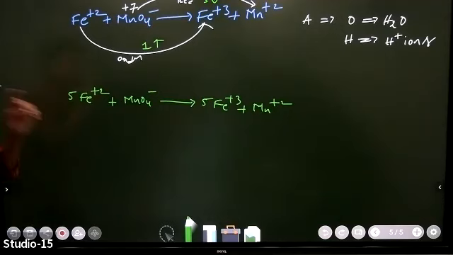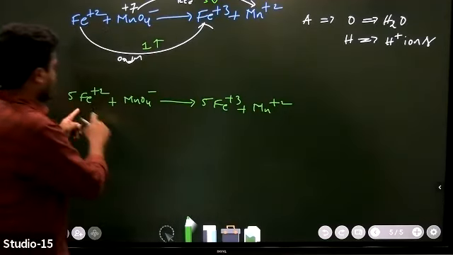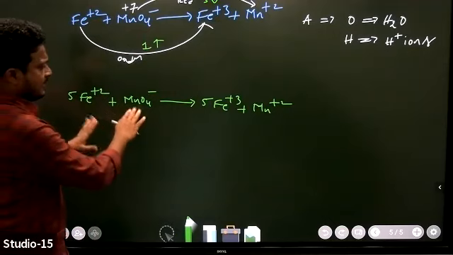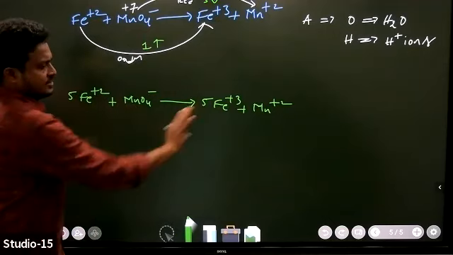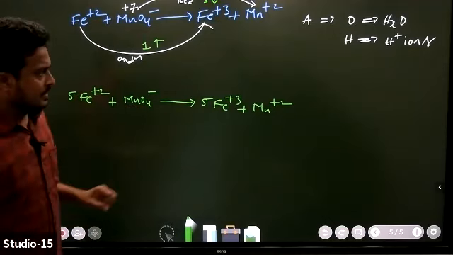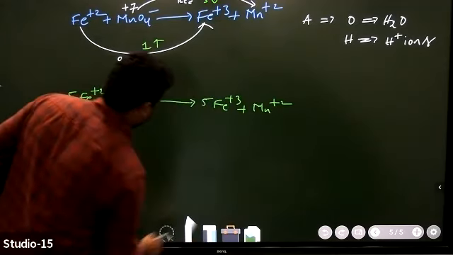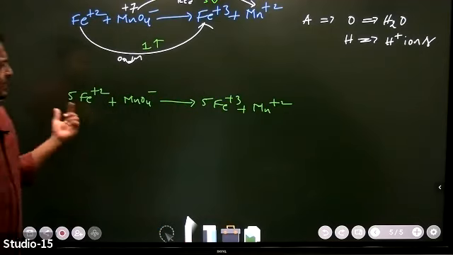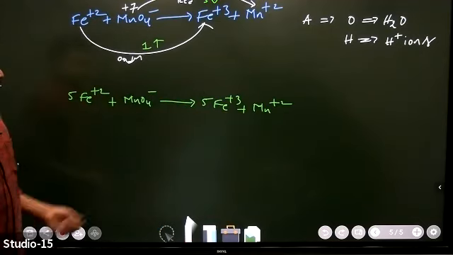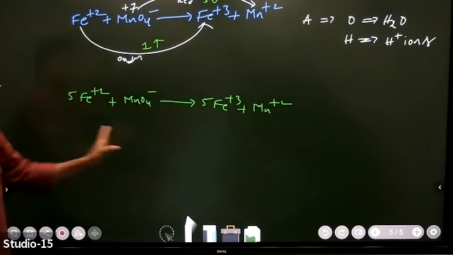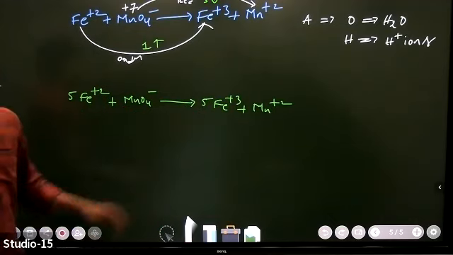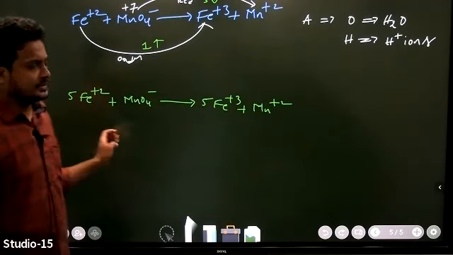Now see, ma'am, in acidic medium, the number of irons are balanced, the number of manganese are balanced, and oxidation numbers are also balanced up to here. Now in this equation, what do we have in excess? Oxygens are excess. In which side? Left hand side. How many oxygens are excess here? 4 oxygens are excess in left hand side.